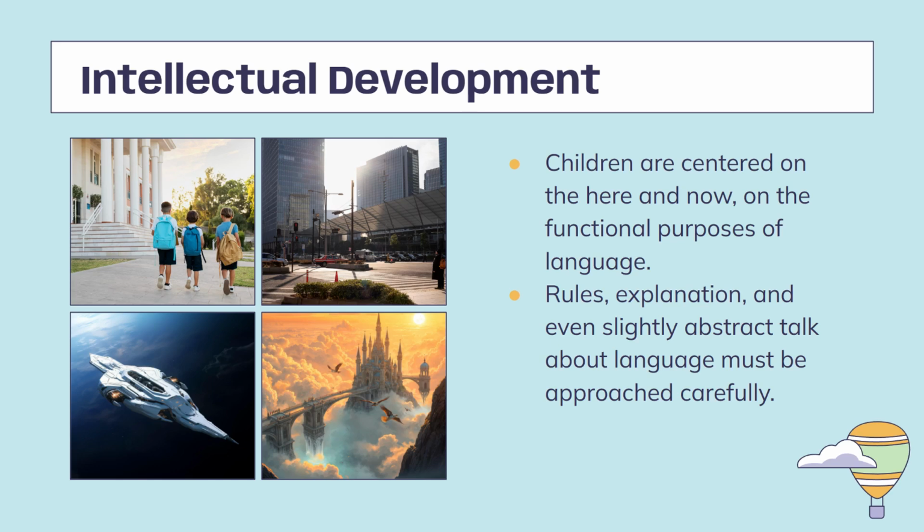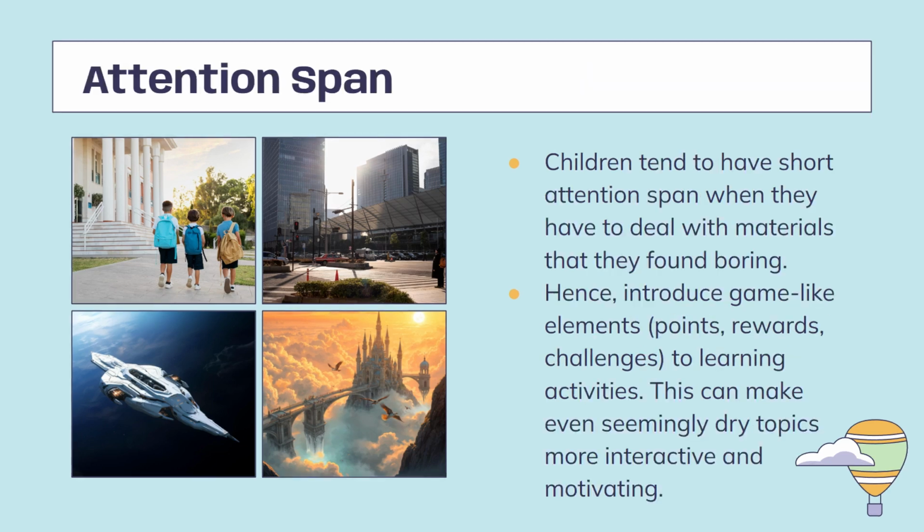Second, rules, explanation, and even slightly abstract talk about language must be approached carefully. This means children at an early stage may not fully understand grammar rules or abstract explanations, like explaining why verbs change tense. For example, instead of explaining how to use plural for more than one, you can just say 1 dog, 2 dogs, and show it with a picture.